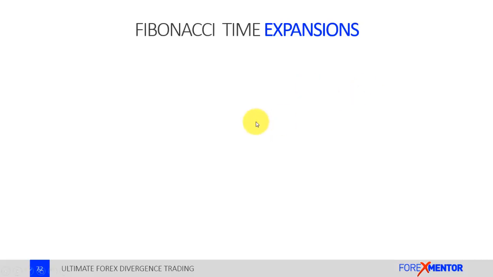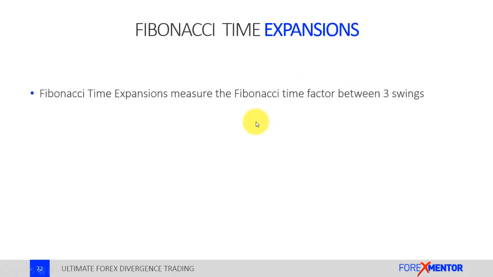Okay, Fibonacci time expansions. Fibonacci time expansions measure the Fibonacci time factor between three swings. Now, I only use time expansions when there's a bit of uncertainty in the market, when the market hasn't quite extended into the 162% expansion or projection.